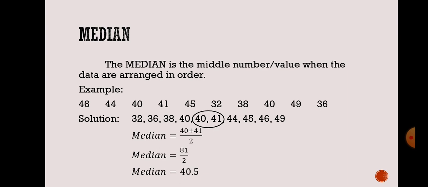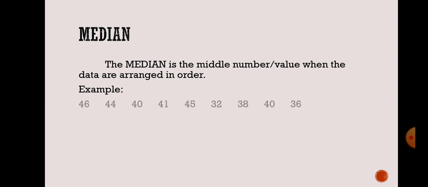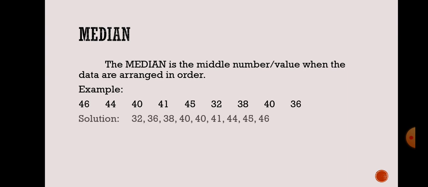So let us take a look at another example. Let's say we remove one of the scores from the students. So we only have 9 data or 9 scores. Therefore, we can easily determine the middle value. Okay, so we have the median as 40.